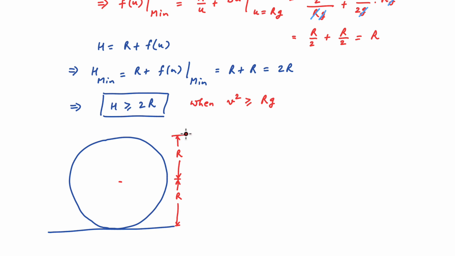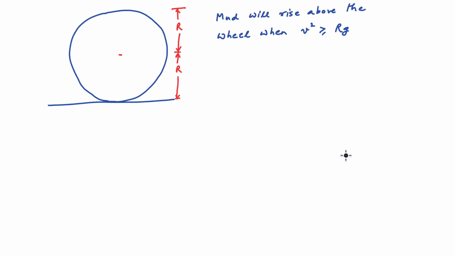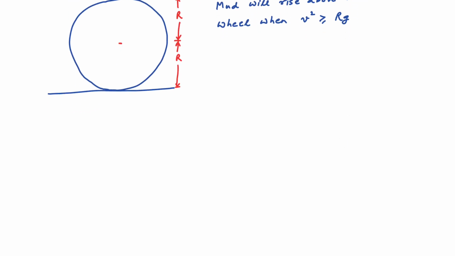Therefore, the total height of the top of the wheel above the ground is 2r, which means that the mud splash will rise a distance of capital H above the ground, which is greater than or equal to 2r. This means that the mud splash will rise above the wheel, meaning a height more than 2r above the ground, when v square is greater than or equal to rg.